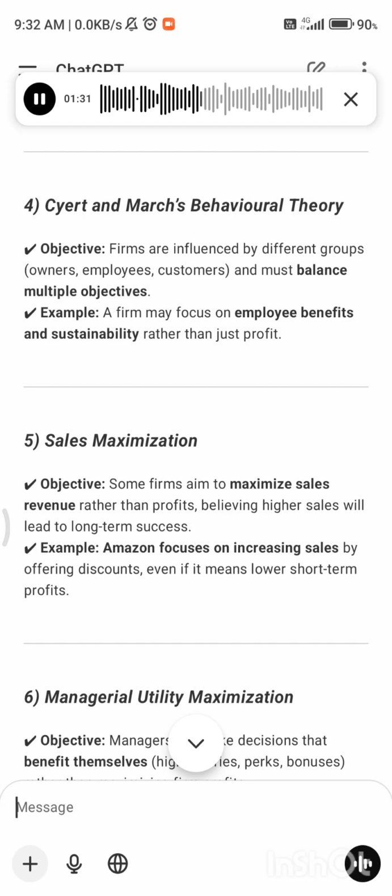5. Sales maximization. Objective: some firms aim to maximize sales revenue rather than profits, believing higher sales will lead to long-term success. Example, Amazon focuses on increasing sales by offering discounts, even if it means lower short-term profits.